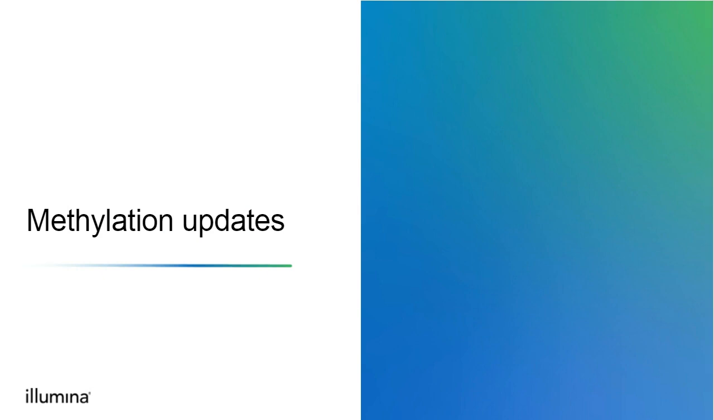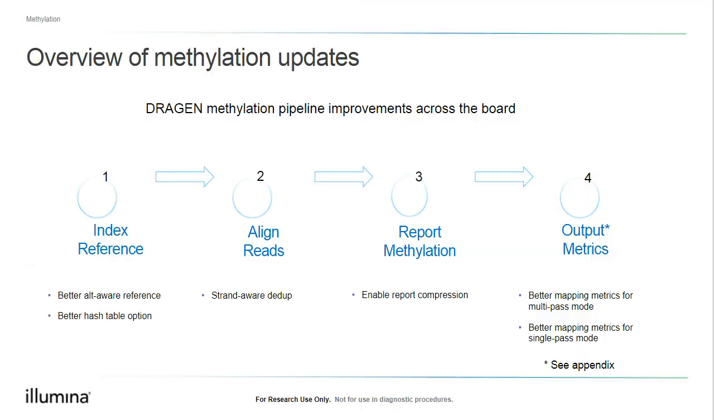A quick review of some of the methylation updates that we have made in this release as well. There are 4 updates that we are making for methylation. We have improved the usage of the alt-aware reference and the hash table options that I was talking about in the previous sections. We now have a strand-aware dedupe option for better alignment. And also, we are compressing the methylation report, so that the final output is a much smaller file than what we were doing before.